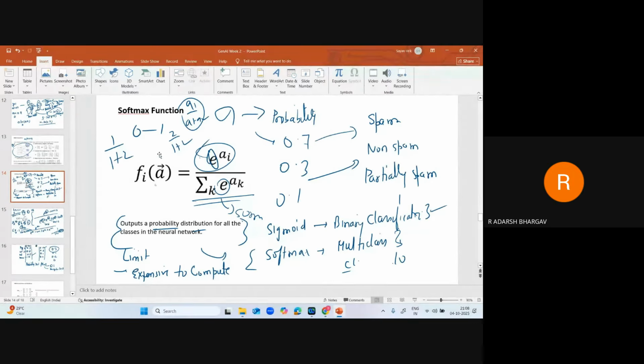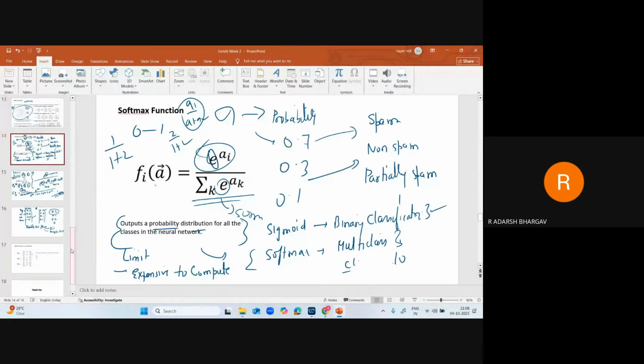Okay? Right, so any question on this so far? Sir, is the reason that the probability can be negative?